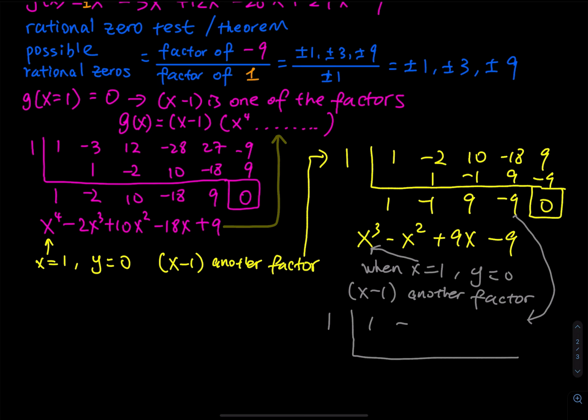So 1, negative 1, 9, negative 9. So I am taking the third degree divided by x minus 1, so I will get a second degree. So this negative 9, I erased a number, right? Negative 1, 9, and negative 9. Pull the 1 down, 1 times 1, add them. You can do this, or you can do factor by grouping.